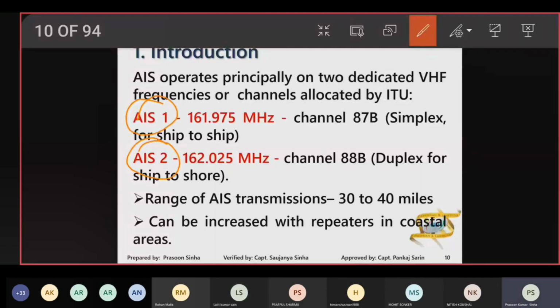You have the frequencies in front of you, 161.975 megahertz and 162.025 megahertz. These frequencies also have a channel number, 87B and 88B. The first channel, that is 87B or AIS1 frequency, is used normally for ship-to-ship communication. AIS2 for ship-to-shore communication.